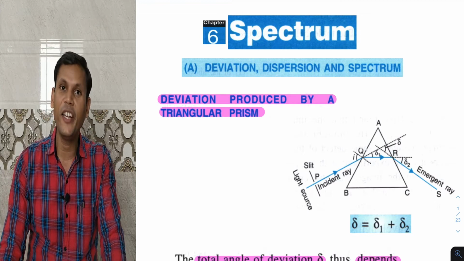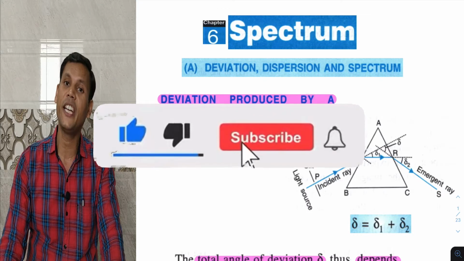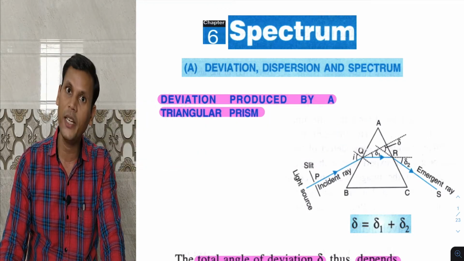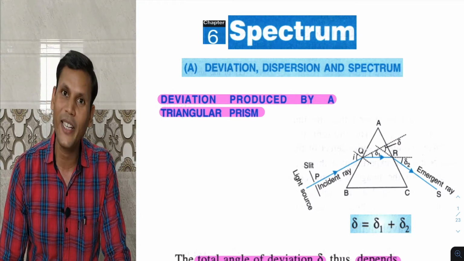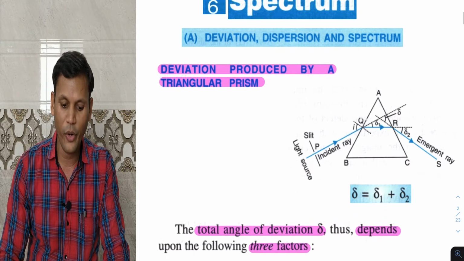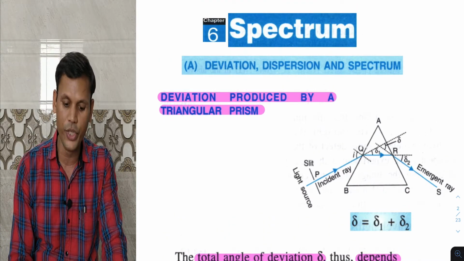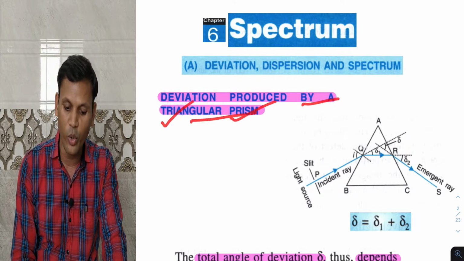Welcome to our channel. Today we will learn about deviation, dispersion and spectrum from chapter Spectrum for 10th ICSE. So let us start. First we will discuss deviation produced by a triangular prism.